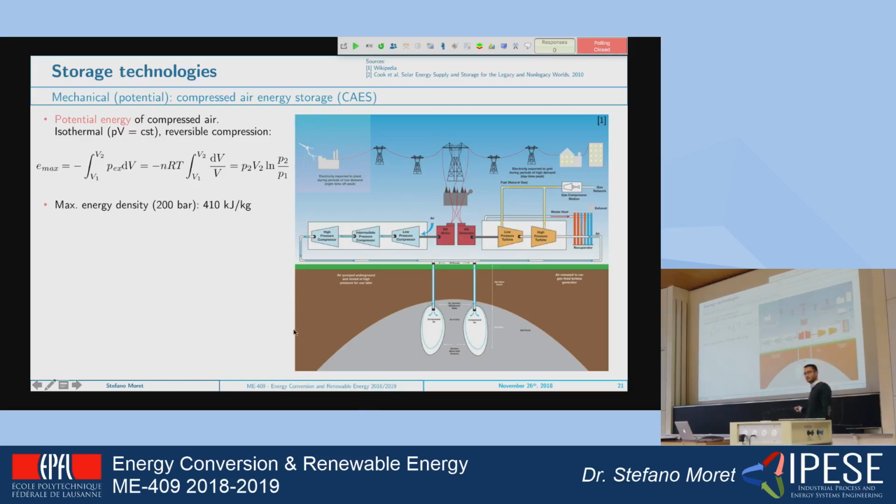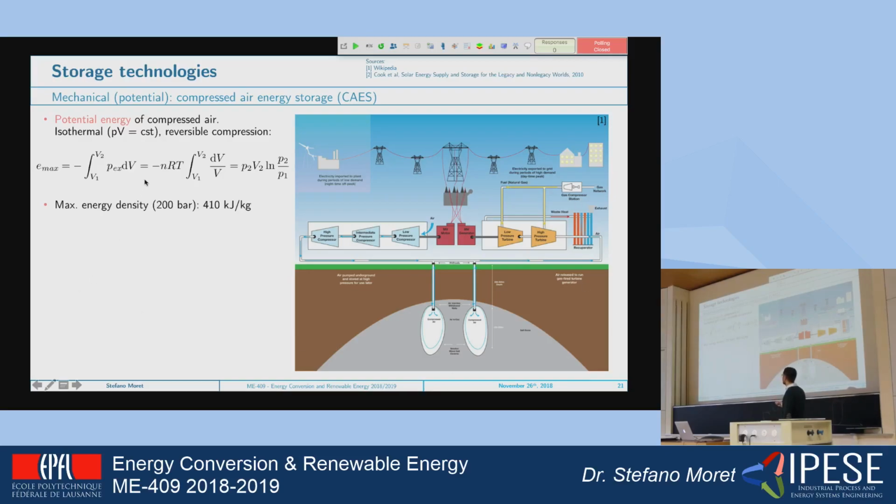We use this electricity to compress air. We store this compressed air in a cavern, let's say in a cave, where we can store high pressure fluid. And then we expand it in a turbine to produce back electricity to the grid, okay? So here it's pretty easy to do the math.